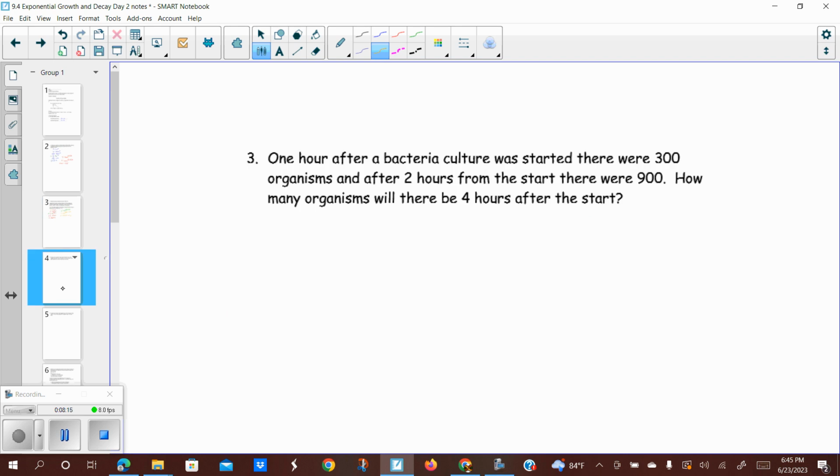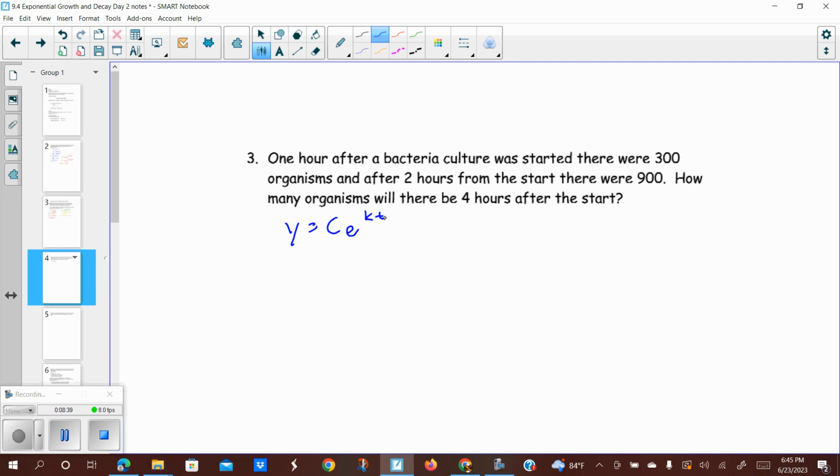Example 3. 1 hour after a bacteria culture was started, there were 300 organisms, and 2 hours from the start, there were 900. How many organisms will there be 4 hours after the start? Again, we can expect exponential growth here. So we'll start off with Y equals C e to the KT.